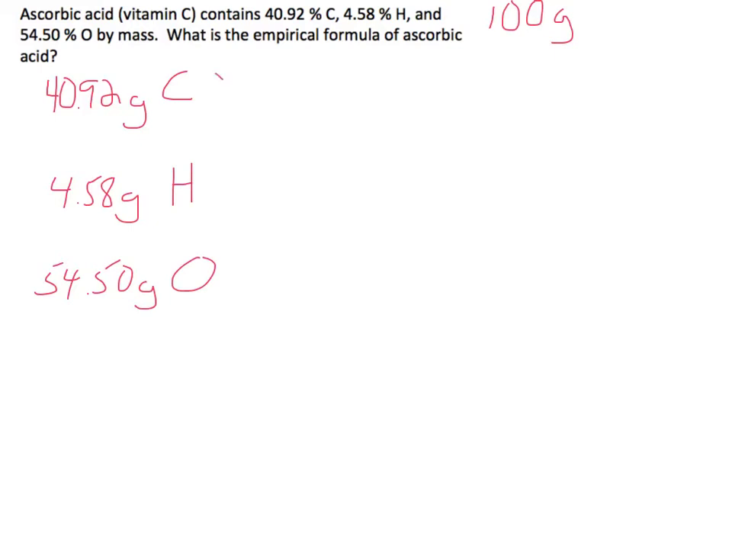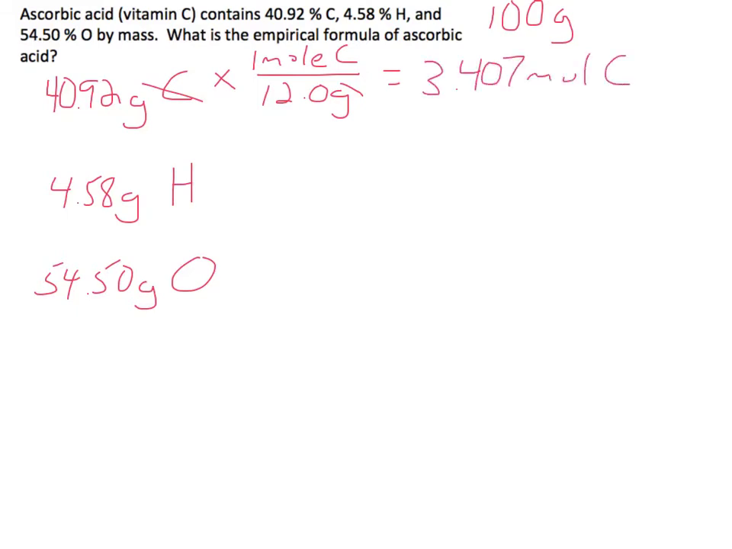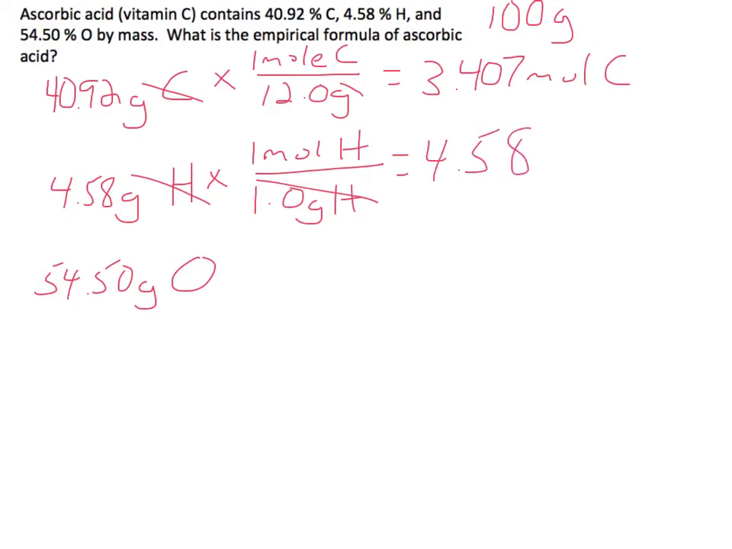So the first thing we want to do is just figure out how many moles this is. So 1 mole of carbon is 12.0 grams. Okay, so our grams of carbon are going to cancel, and we're left with moles, and so we actually have 3.407 moles of carbon. Okay, next we're going to convert the grams of hydrogen to the moles of hydrogen. So 1 mole of hydrogen over 1.0 grams of hydrogen. Okay, our grams of hydrogen are going to cancel, and so we are left with 4.58 moles of hydrogen.